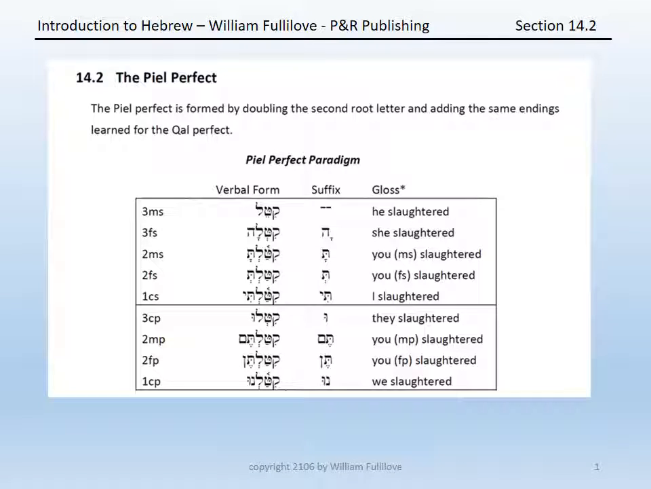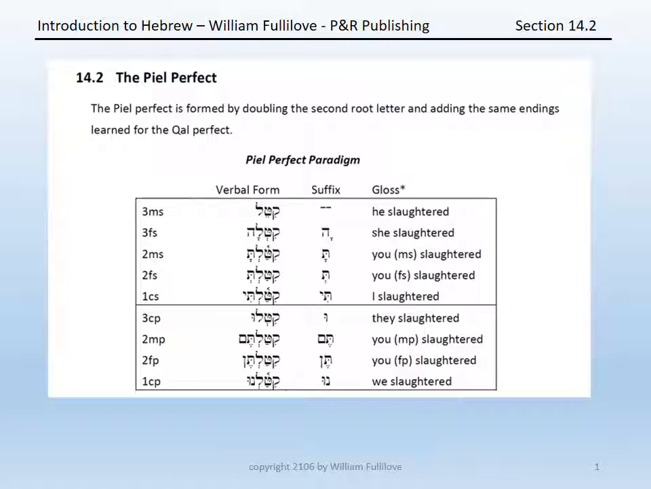The major feature of a Piel verb, as we indicated in section 1, is a doubling of the second root letter. You will see as we work through the remainder of the chapter that you are largely forming the various tenses, the perfect, the imperfect, etc., following the same patterns and in fact adding the same suffixes and prefixes which you have already learned when doing the Qal.